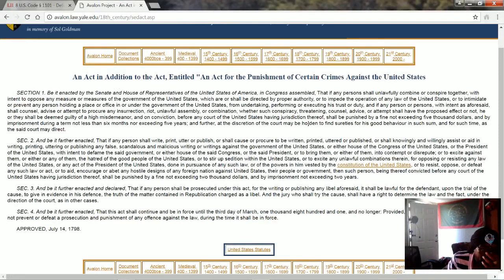This is an act in addition to the act entitled An Act for the Punishment of Certain Crimes Against the United States. Section 1. Be it enacted by the Senate and House of Representatives of the United States of America in Congress assembled, that if any person shall unlawfully combine or conspire together with intent to oppose any measure or measures of the government of the United States, which are or shall be directed by proper authority, or to impede the operation of any law of the United States, or to intimidate or prevent any person holding a place of office in or under the government of the United States from undertaking, performing, or executing his trust or duty.